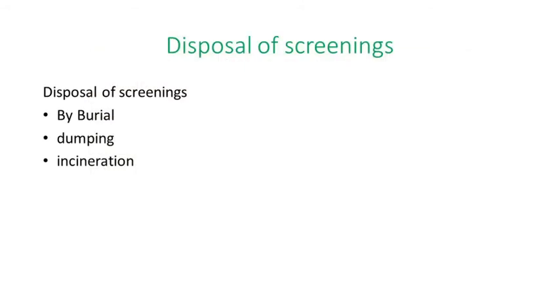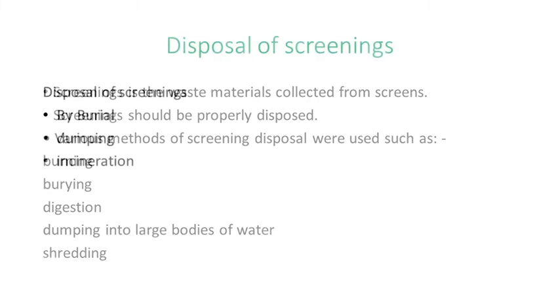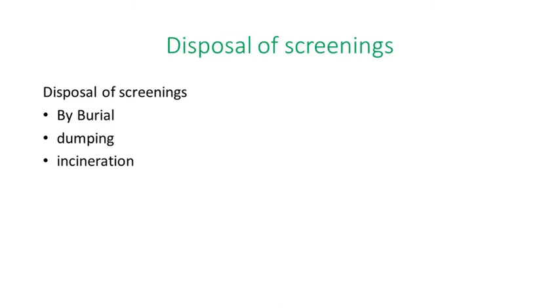So next one is the disposal of screenings. These are the various methods you can use for the disposal of whatever material you remove from the screen. It may be plastic, papers, metal, cardboard, or wooden chips. Whatever waste you remove at the screen is called screenings. And now, how to dispose of that screening material.